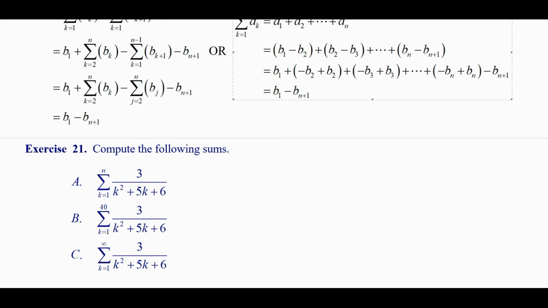So see if we can come up with a formula for 3 over k squared plus 5k plus 6, and we're going to sum it from k equals 1 to n. This one is telescoping, so the trick is to view it not as one fraction, but as the difference of two fractions. So use partial fraction decomposition to help you out here. See if you can work it out yourself. Come back when you have an answer. Press pause now.